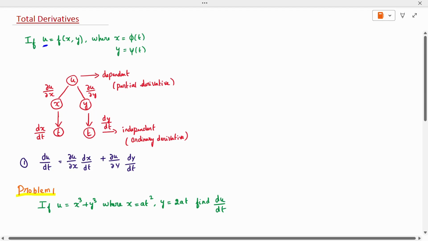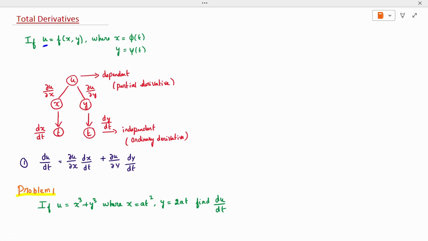It's a total derivative. It can also be called the chain rule. So dou u by dou x into dx by dt plus dou u by dou y into dy by dt. So it is called du by dt. I will show you that in the problem. The first problem.